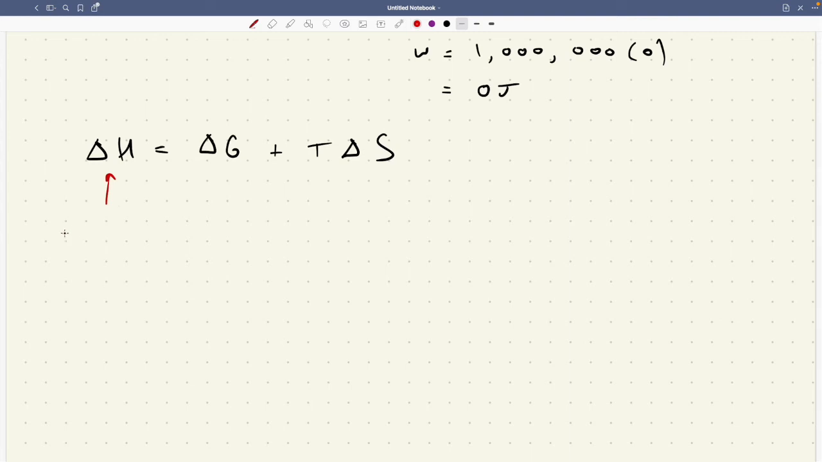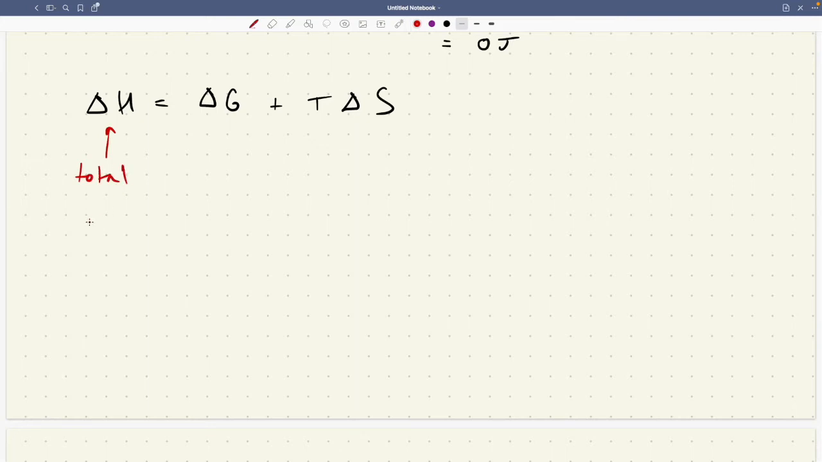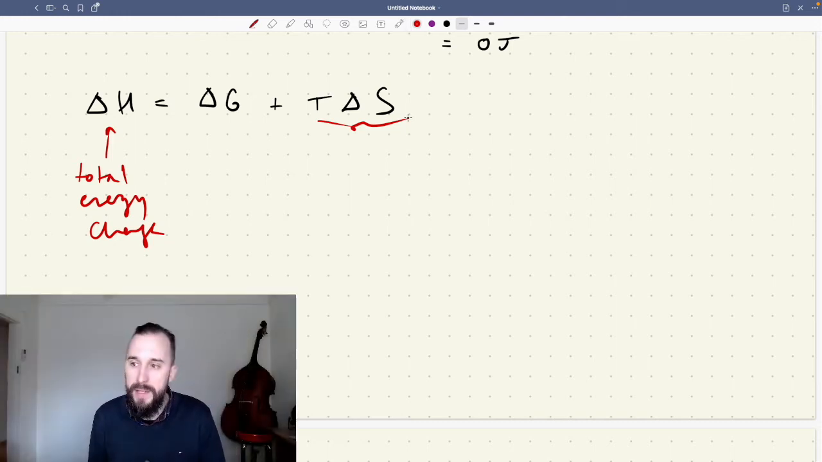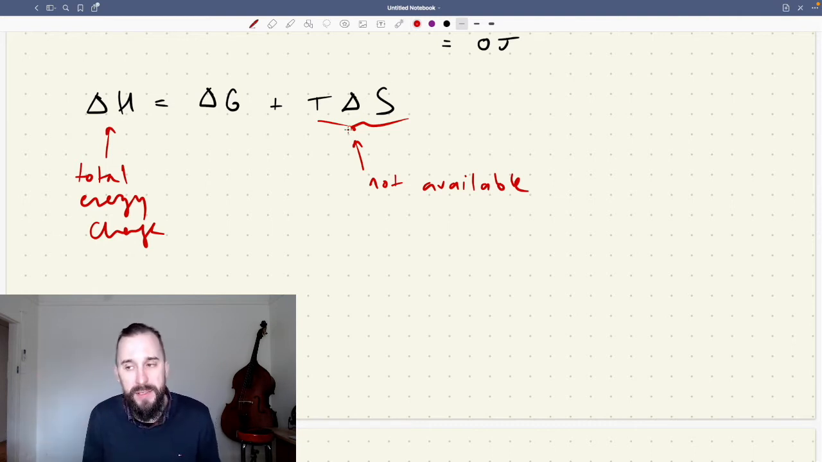This is our overall total change in energy. So the total change in energy we have is determined by two things. So let's call that the total energy change. It's determined by this species here. Now this is energy, but this energy is not available to do anything useful. This is unavailable, because it's all wrapped up in entropy. All that energy is wrapped up in all that entropy business, right? So this is not available to do any work.